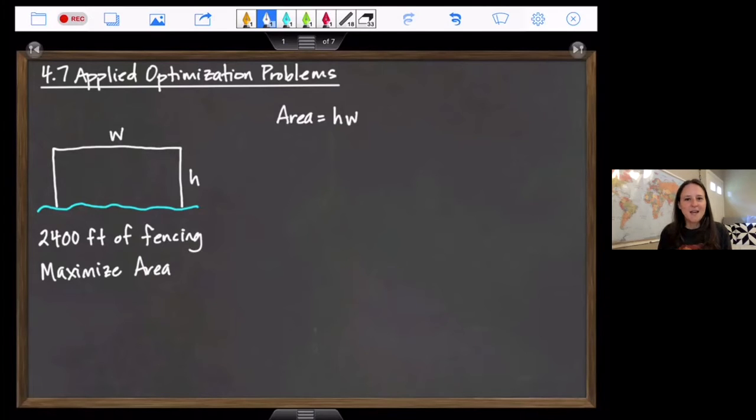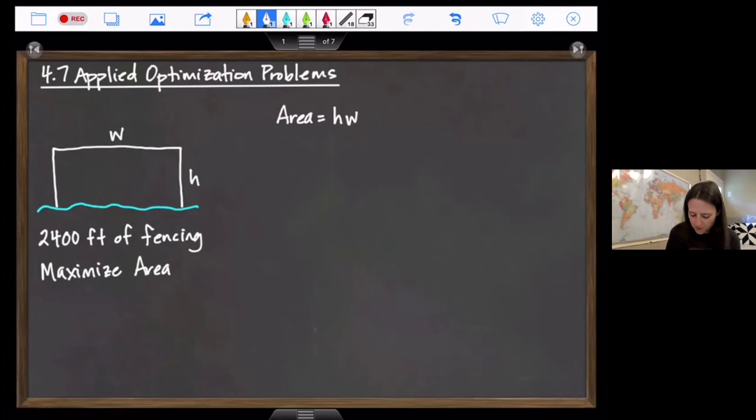Once I pick that H, the W is kind of predetermined, right? Because of that constraint of only having 2,400 feet of fencing. So once I pick one variable, the other one is determined by that 2,400 feet. So we're going to get this area formula down to one variable so that we can handle it with a derivative by using that extra piece of information.